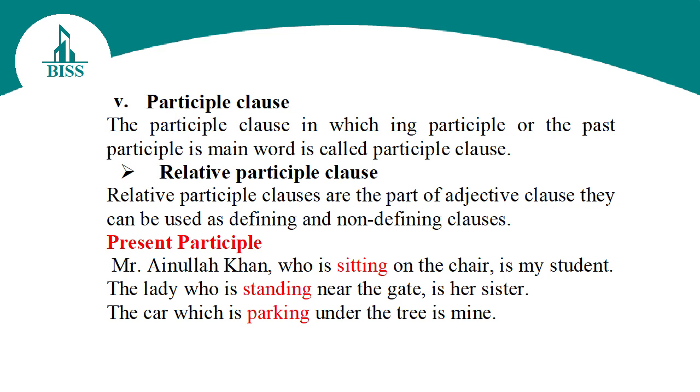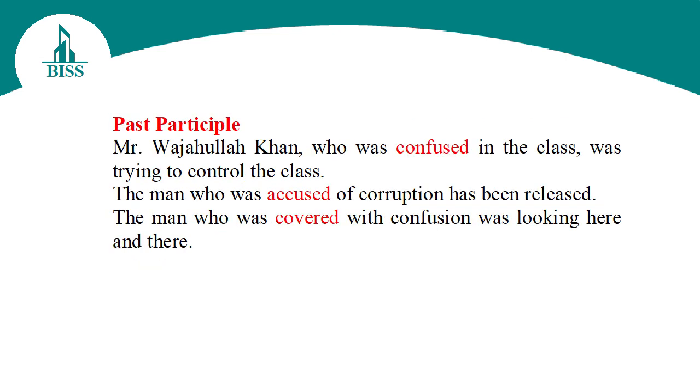Present participle. Mr. Ainullah Khan, who is sitting on the chair, is my student. The lady who is standing near the gate is her sister. The car which is parking under the tree is mine. Past participle. Mr. Wajahullah Khan, who was confused in the class, was trying to control the class. The man who was accused of corruption has been released. The man who was covered with confusion was looking here and there.